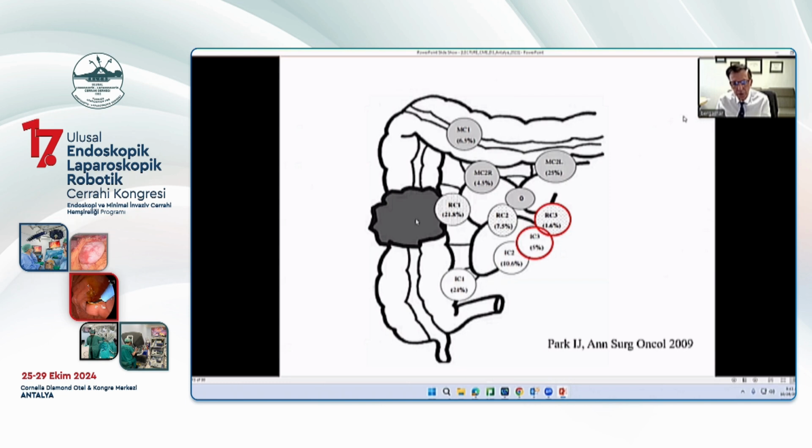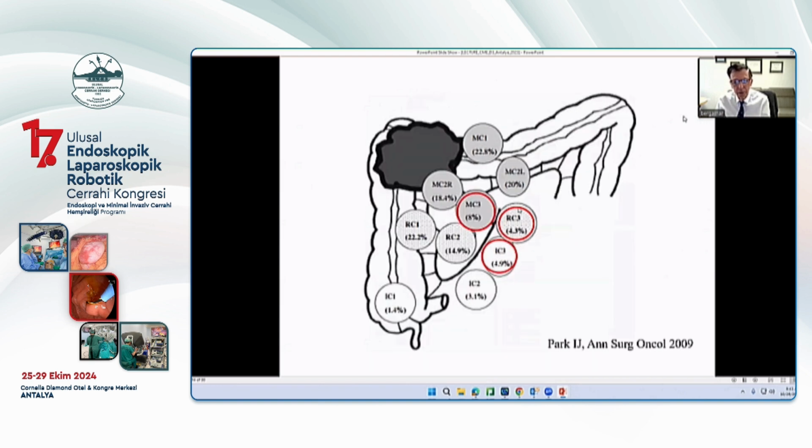Then in the ascending colon, you can add up these two. That is a little bit less. This is the right colic, and this is the ileocolic. You see, right colic D3, ileocolic D3. And then the flexure is getting worse. You see, you have 8, 4.3, 4.9, so it's higher.